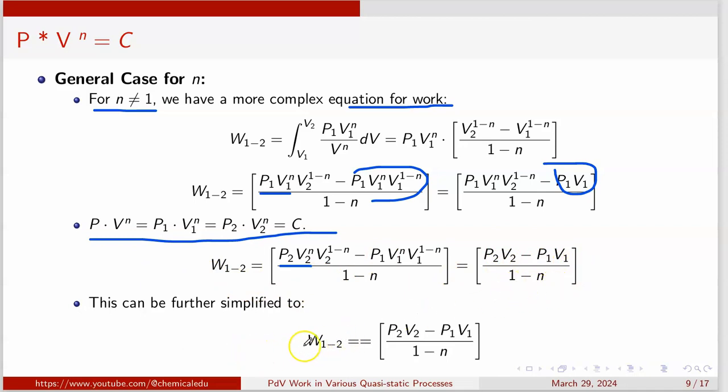So for a polytropic process, for n not equal to 1, the work is P2V2 minus P1V1 by 1 minus n. That's it for the PV work.